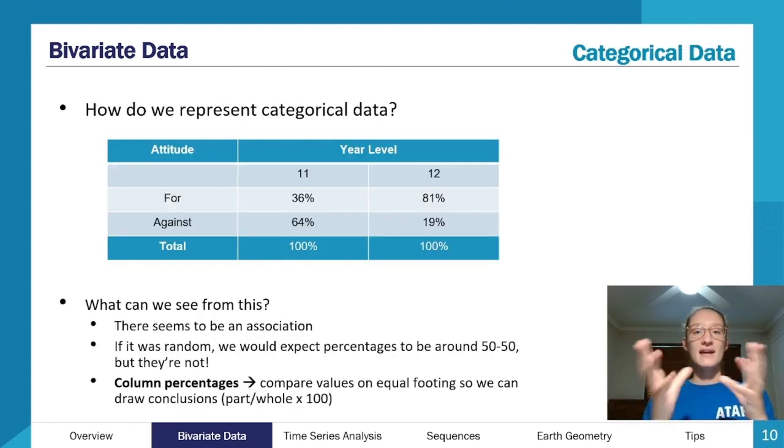So bringing it back again to what I was talking about earlier, how do we represent our different types of data? So how do we represent categorical data? We represent it in a two-way frequency table.